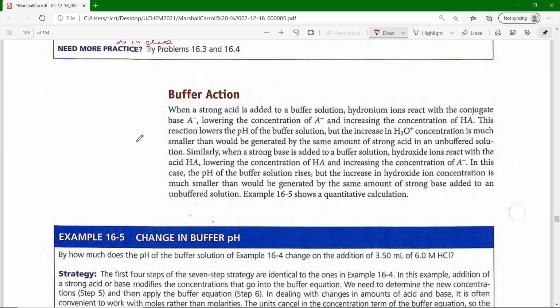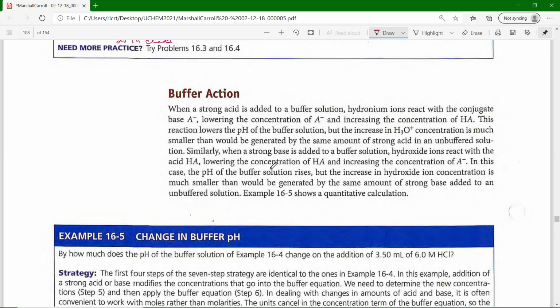What about the action? Oh, we're going to go back and look at preparing a buffer later on, aren't we? Okay. What about the action of a buffer? We have these two lines of defense. Okay, good. So let's do this question here.